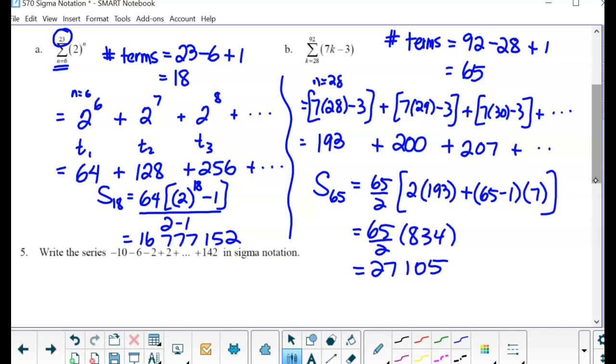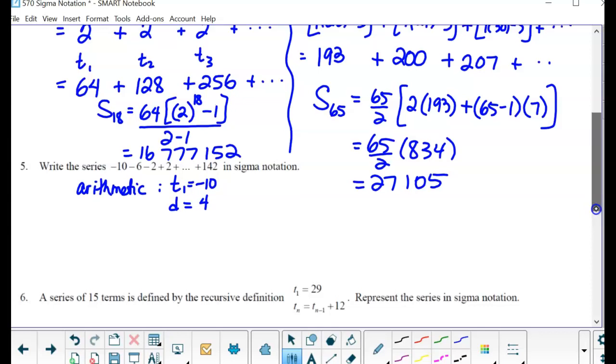And then question 5, it says, write that series in sigma notation. So, look at the pattern. Is it arithmetic or geometric? Because then you use your term formula. That's what goes in the sigma notation. So, here looks like negative 6 minus negative 10 is 4. Negative 2 minus negative 6 is 4. So this is arithmetic. So T1 is negative 10 and D is 4. So your nth term is going to be the first term plus n minus 1 times the common difference of 4.